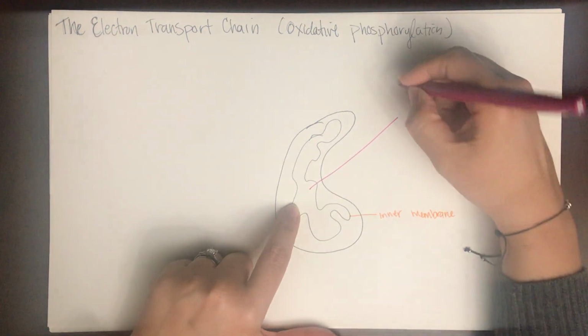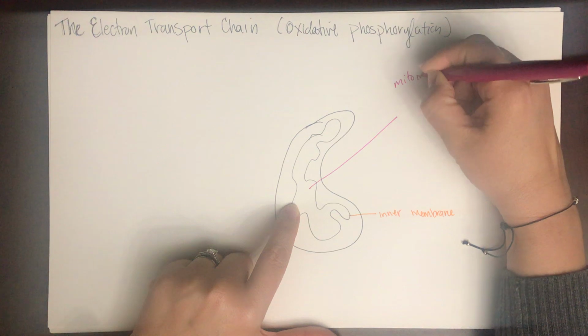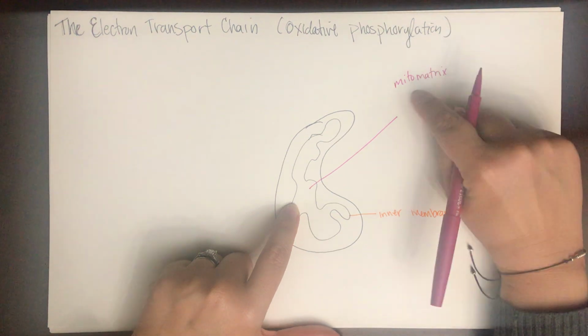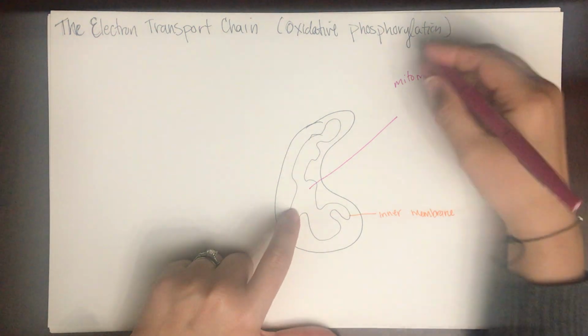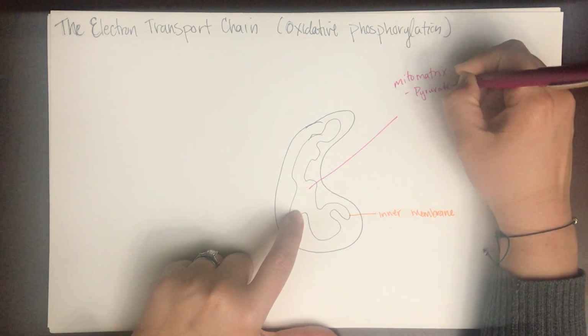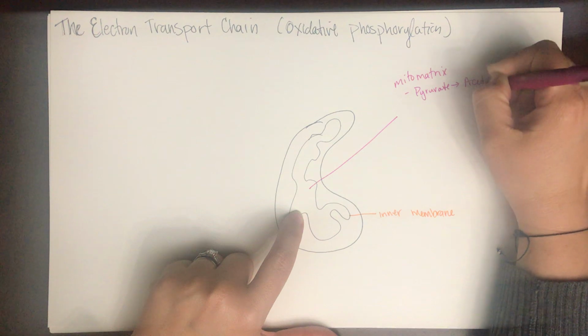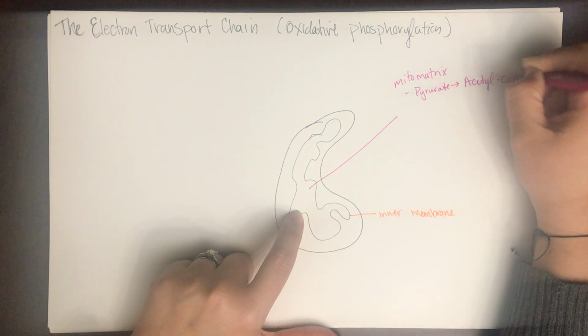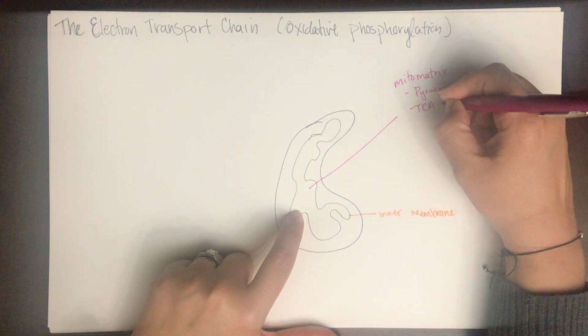Okay, so everything that we talked about, the conversion of pyruvate to acetyl-CoA and the TCA cycle, that all happened in the mitochondrial matrix. And I just wrote mitochondrial matrix. So this is where we converted pyruvate to acetyl-CoA, and then this is where the TCA cycle happens.